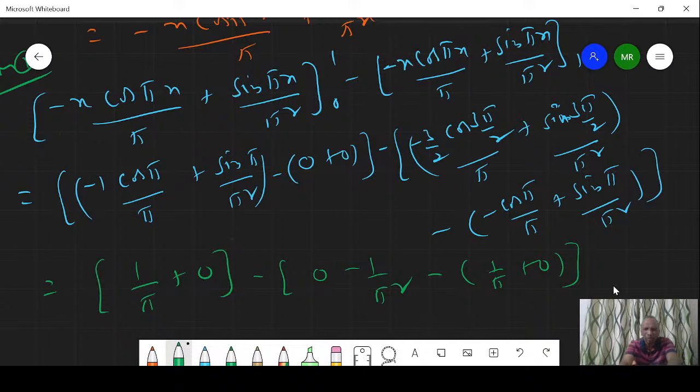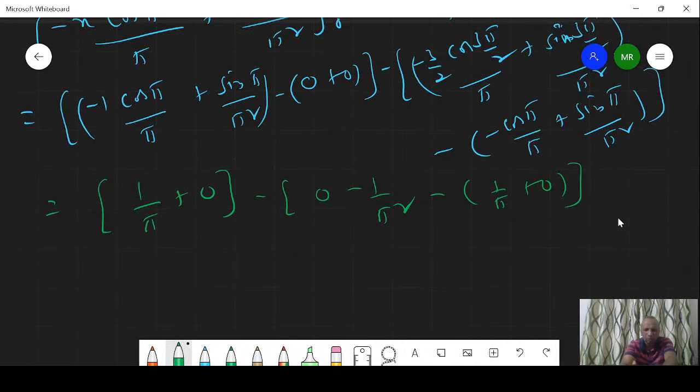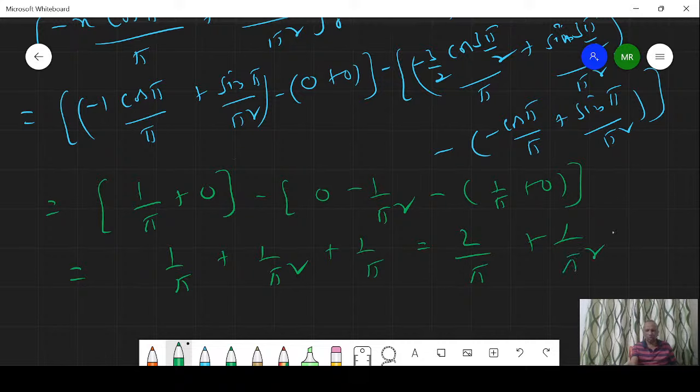Now if I simplify finally, you can see what it comes to. This value will be 1 by pi here, plus 1 by pi square, and this minus minus plus will be 1 by pi. So your answer is 2 by pi plus 1 by pi square.